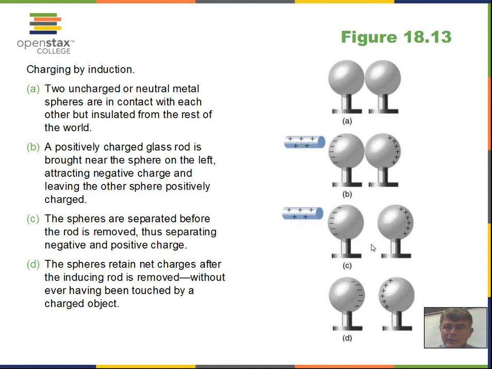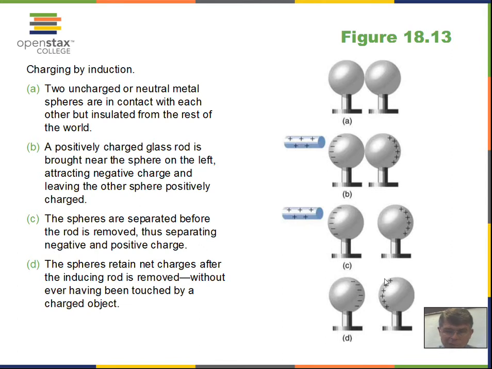Then if we would move the spheres apart, now we have a net electrical charge of negative on the left sphere, a net electrical charge of positive over here. And now we move the rod away, and the charges will try to get back together, but they cannot.